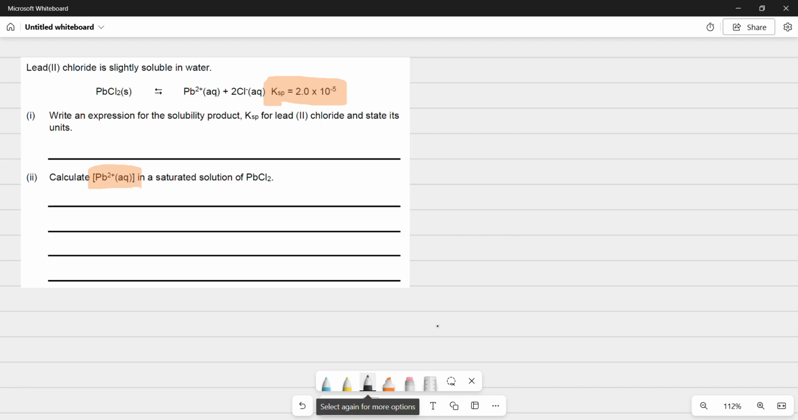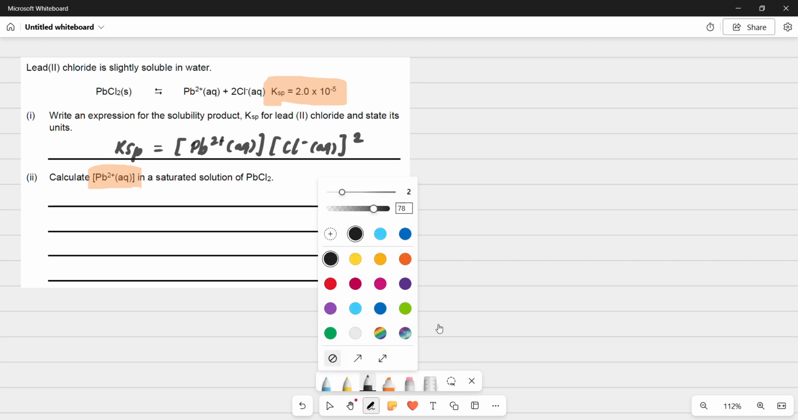First, the question says to write the expression for the solubility product of lead chloride. So Ksp is equal to the concentration of Pb2+ (aq) multiplied by the concentration of Cl- (aq) to the power 2. This is the expression for the solubility product. Now we want to find the concentration.